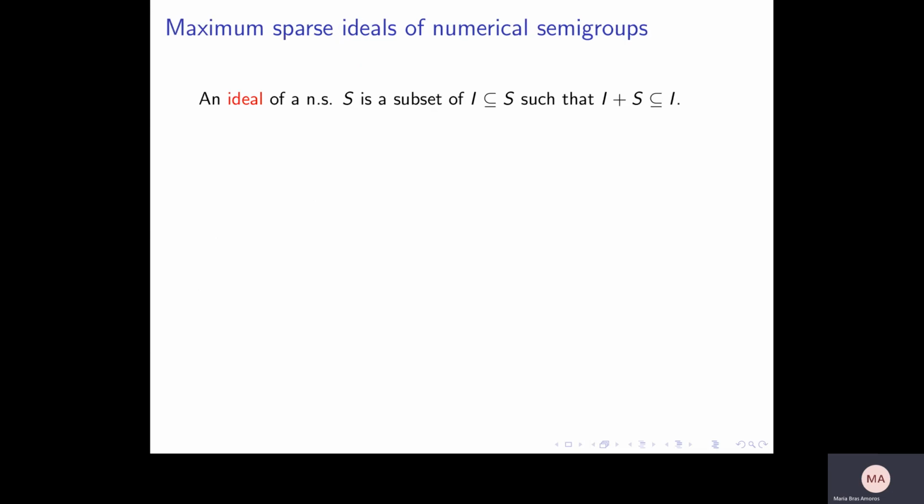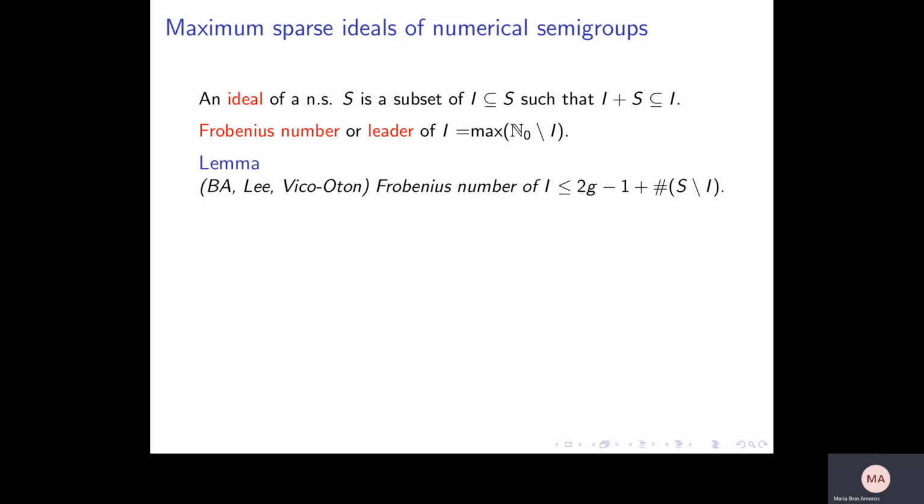We can revisit all the results in terms of ideals of numerical semigroups. For this, we need to define what is an ideal. An ideal of a numerical semigroup S is a subset I of S such that I plus S is included in I. The Frobenius number, or the leader of the ideal, is the maximum of the complement of the ideal in the set of non-negative integers.